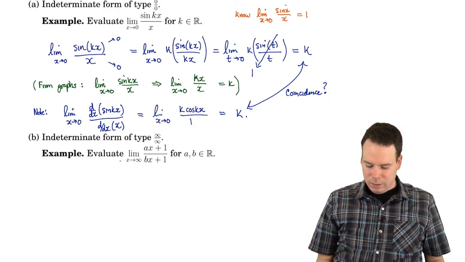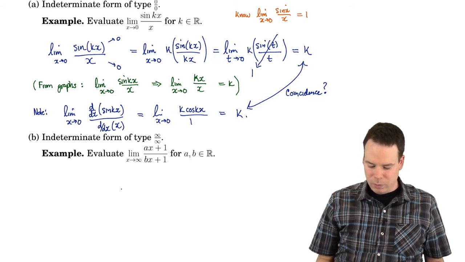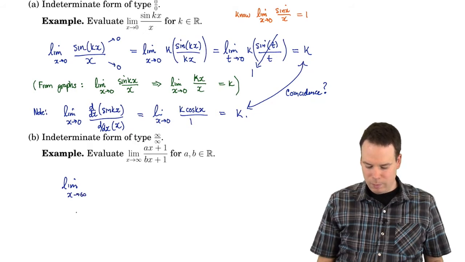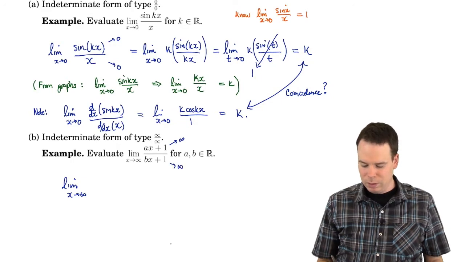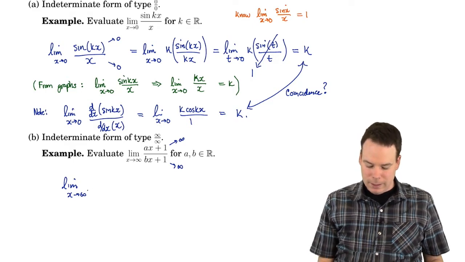Let's look at the limit of the form x goes to infinity of (ax + 1) over (bx + 1). Okay, this is another one that we've seen how to do before. In this case, this was of type infinity over infinity, because as x goes to infinity, the top goes to infinity and the bottom goes to infinity. It's either positive or negative infinity. It all depends on what the sign of a and b are.